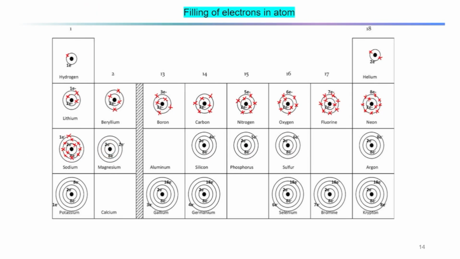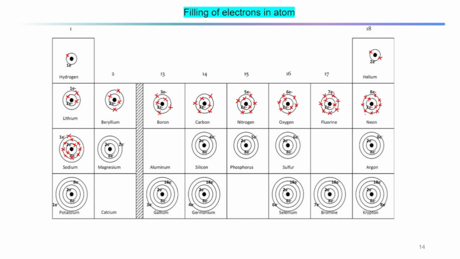So here you can see the putting of electrons. For example, in hydrogen there is one electron. In helium we have put two electrons. Now when we add another electron in the case of lithium, that goes and takes the second orbit. Now we put electrons one by one in the second orbit: 5 electrons in the case of nitrogen, 6 in oxygen, 7 in fluorine, and 8 electrons in the second orbit in the case of neon.